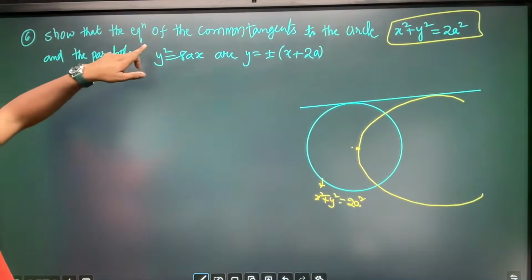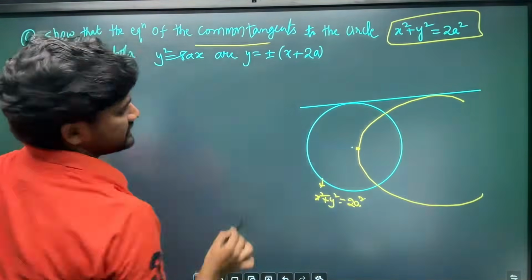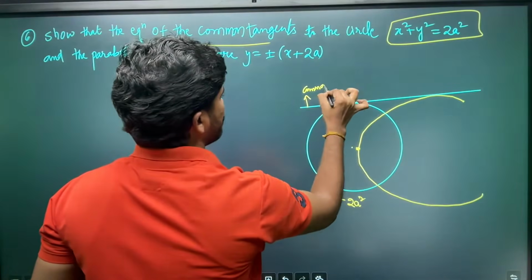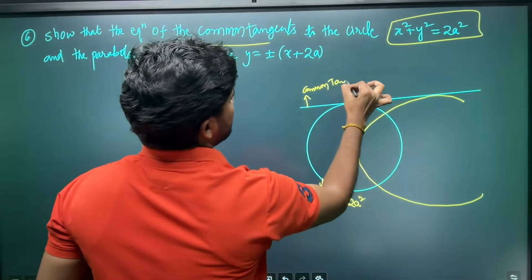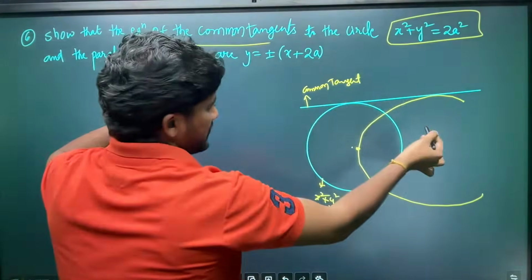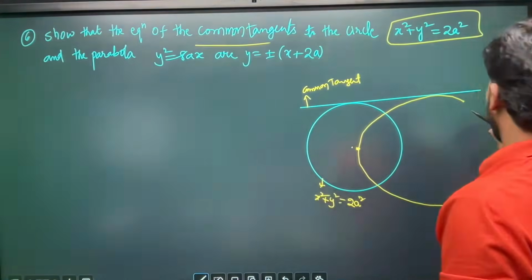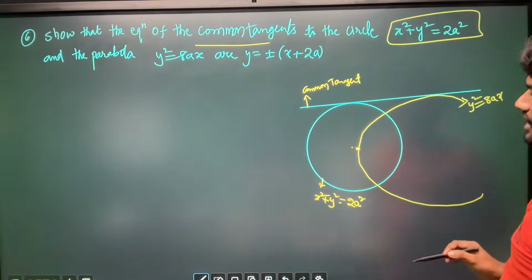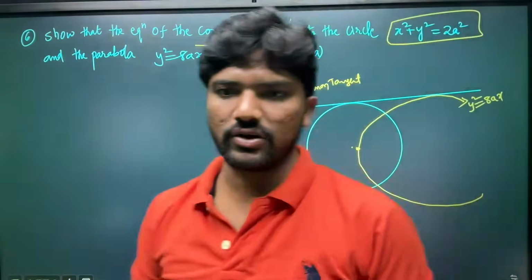First of all, show that the equation of the common tangent. What is the common tangent? This is the common tangent for both the parabola and circle. And what is the parabola here? Given parabola, y square is equal to 8ax. This is the parabola, standard format only, y square is equal to 8ax.